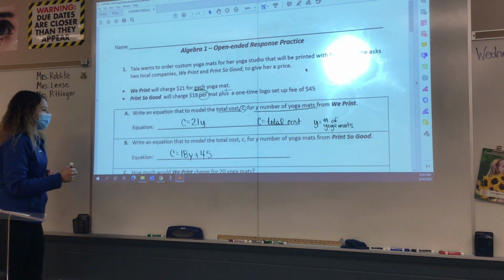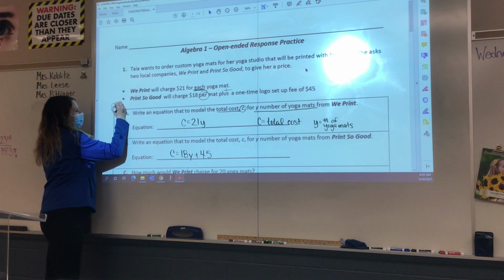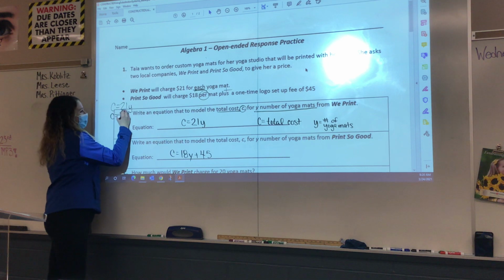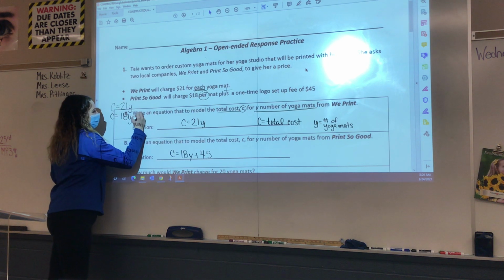So there's our two equations. I'm going to write them right to the side here so we can work with them, but I know you'll have them on your paper. So go ahead and copy those down onto your paper, and we'll work with those next.